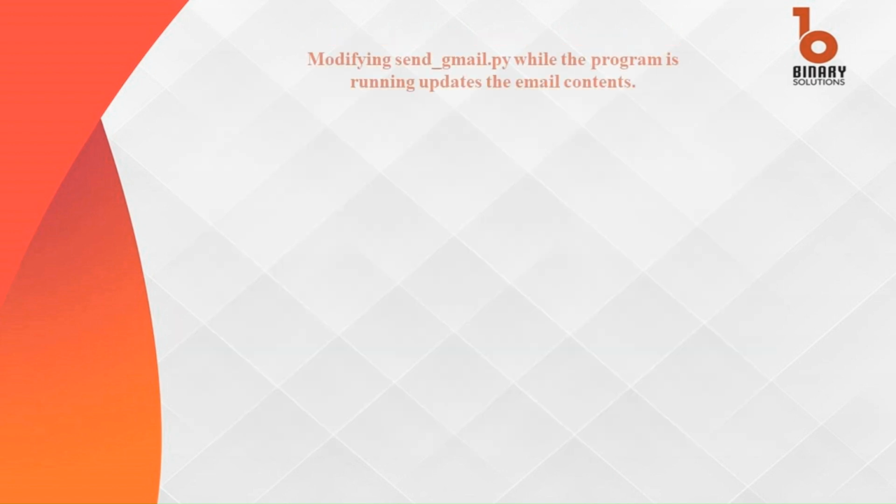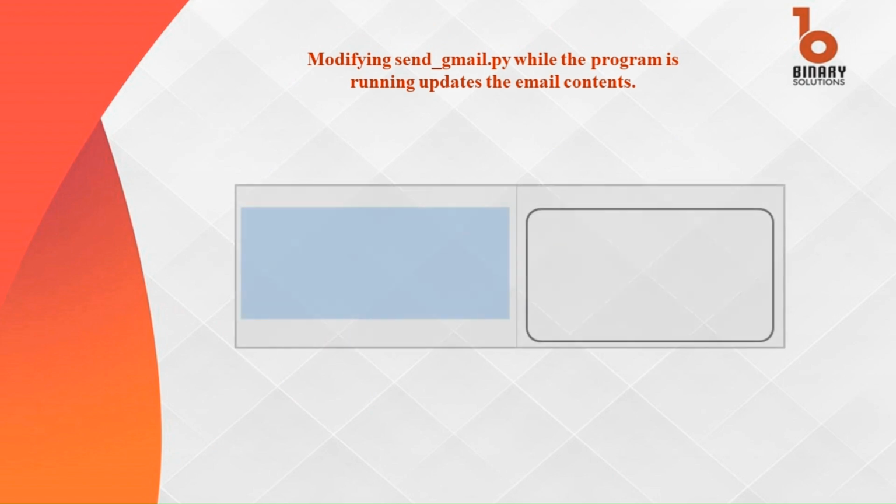The modified sendgmail.py program illustrates the concept of dynamically updating email content while the program is running. The program begins by importing the smtplib module for handling the SMTP connection, and the MIMEText class for constructing the email message. A header is defined with a default value: "This is an important message from Johnny."